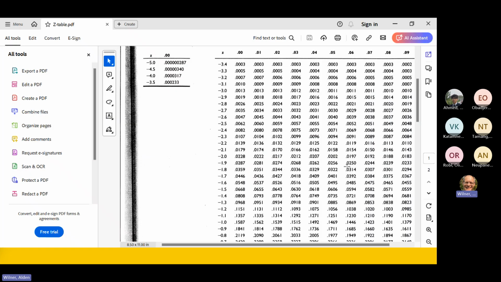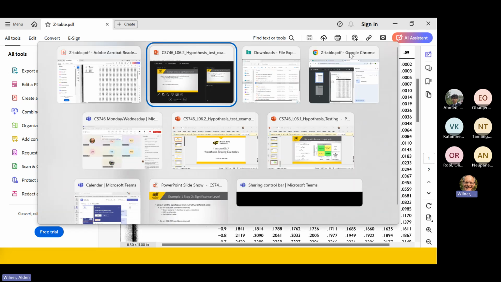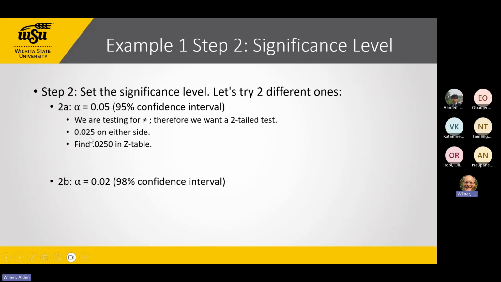0.0250. And there it is right there. Okay. Now we find out what is the z statistic that gave us that probability. And we read over here, we see it's minus 1.96. We'd already seen that on our lecture before. That is a z statistic. So again, that is 2.5%.